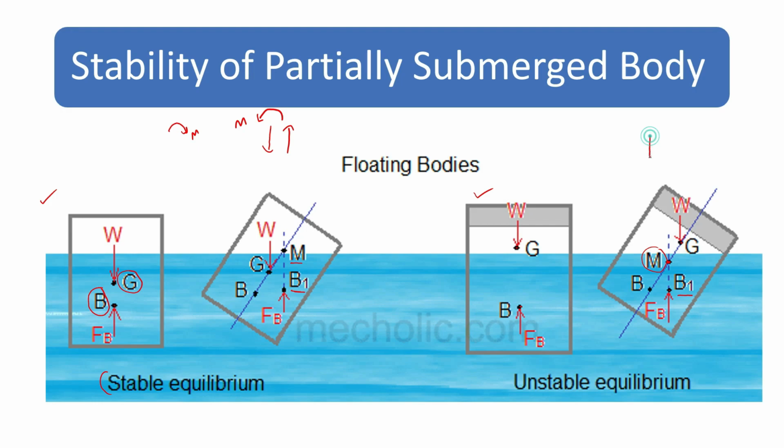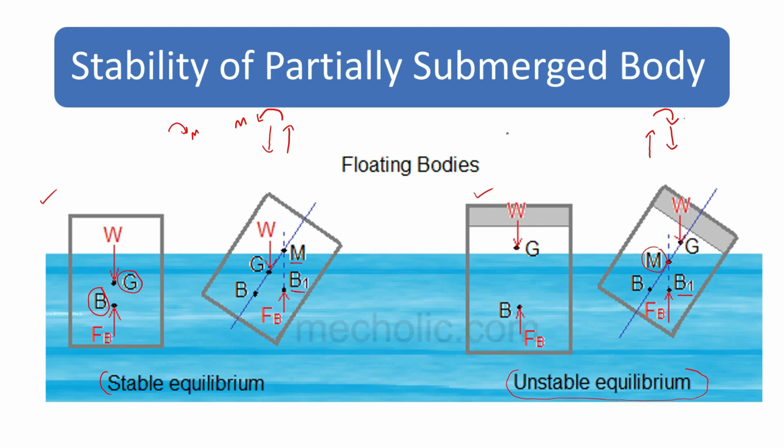So let us see the couple that is created. You can see that the couple created is in the clockwise direction, and this clockwise moment will cause the body to tilt rightward. It will not come back to its initial stable position. So this body is said to be unstable. This condition is the unstable equilibrium condition.